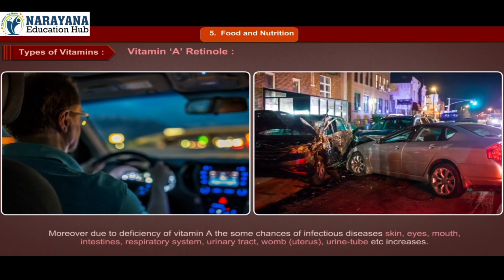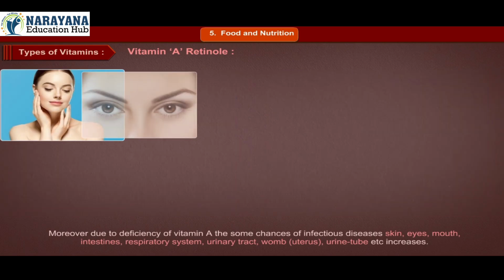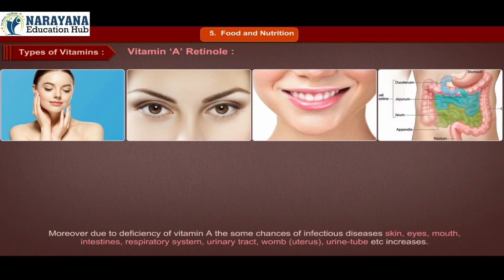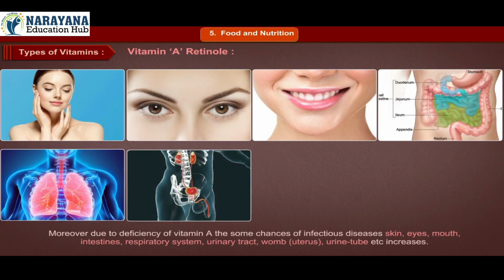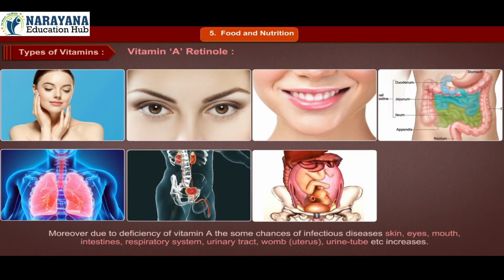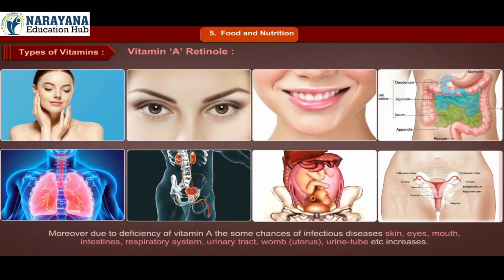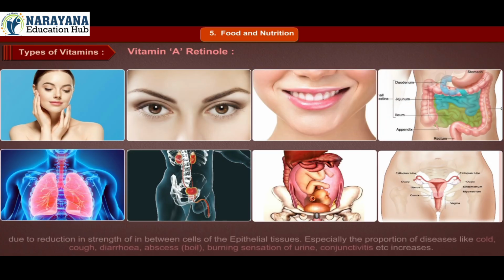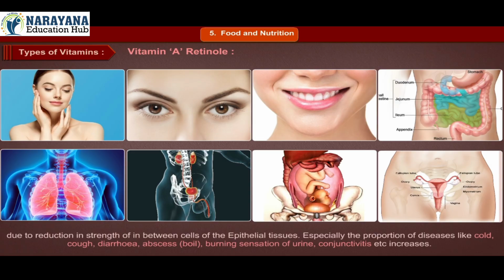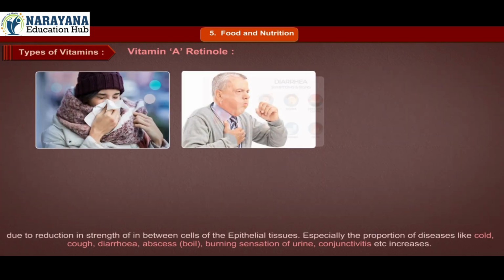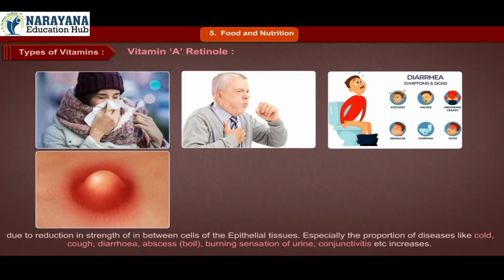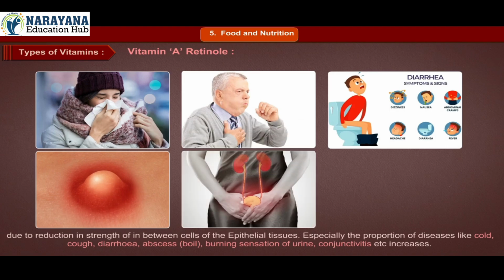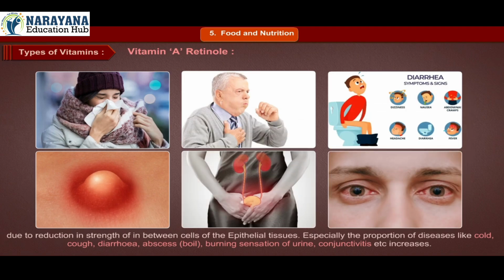Moreover, due to deficiency of vitamin A, the chances of infectious disease of the skin, eyes, mouth, intestines, respiratory system, urinary tract, womb, that is uterus, urine tube, etc. increase. Due to reduction in strength of in-between cells of the epithelial tissues, the proportion of diseases like cold, cough, diarrhea, abscess, that is boil, burning sensation of urine, conjunctivitis, etc. increases.